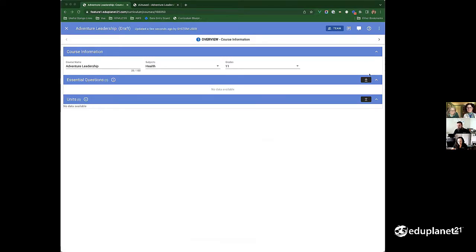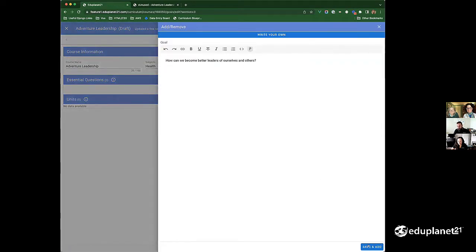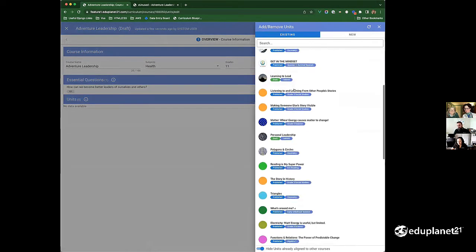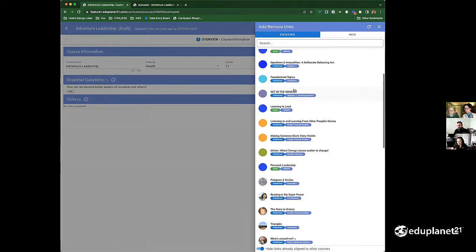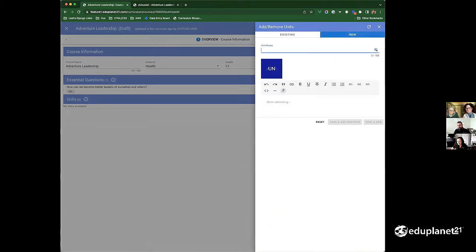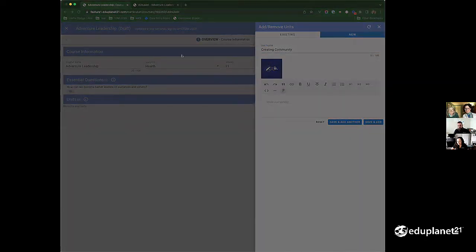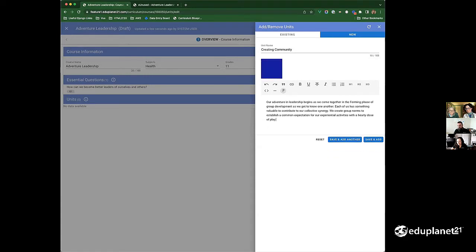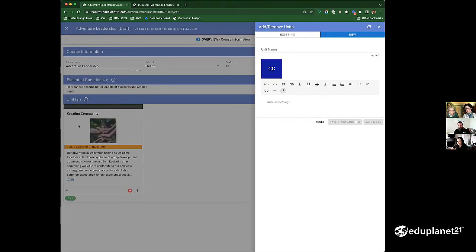We can add our essential questions, and that drops straight in. And now we can start associating our units. If we'd already created units or had the units in another course, we can associate those. But in this case today, we're just going to create some new ones and add those in. So the first one there, Create a Community. We can select our images, which was this one, I believe. And then we can add our focus and then save and add another. And as you can see in the background there, everything's dropping in as expected.